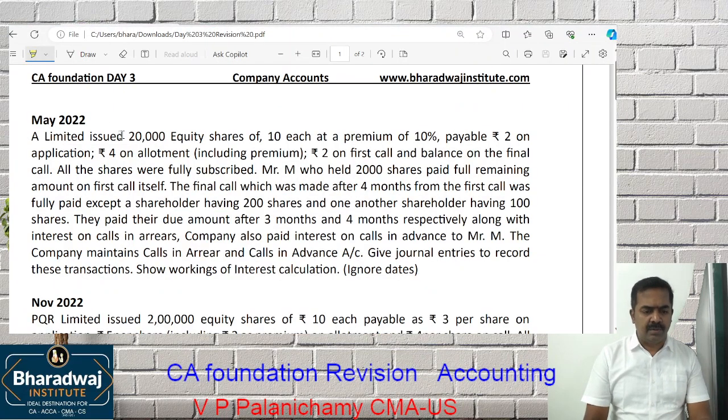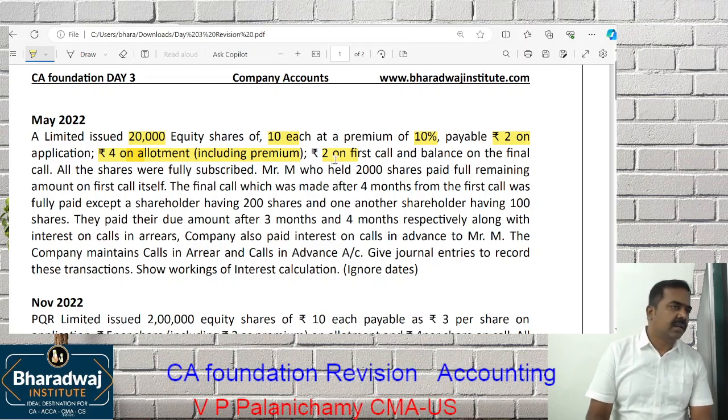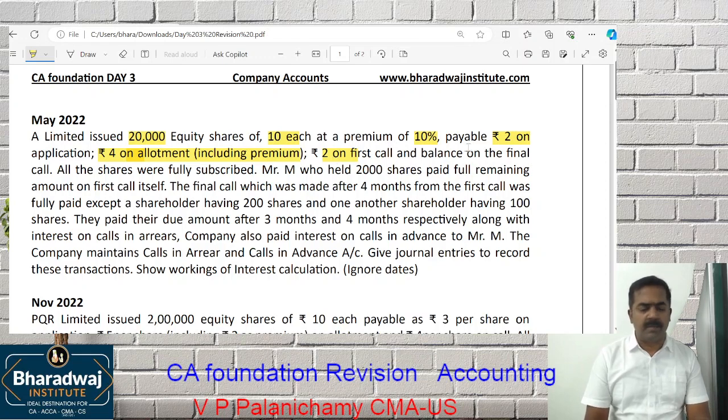How many shares are issued? 20,000 shares of 10 each at a premium of 10%. 2 rupees on application, 4 rupees on allotment, 2 rupees on first call, balance on final call. 4 rupees includes premium. So 2 plus 4 plus 2, totally it comes to 8 rupees. Balance, how much you have to receive at the time of final call? 3 rupees. All the shares are subscribed. Mr. M, who has held 2000 shares, paid the full amount on the first call itself.